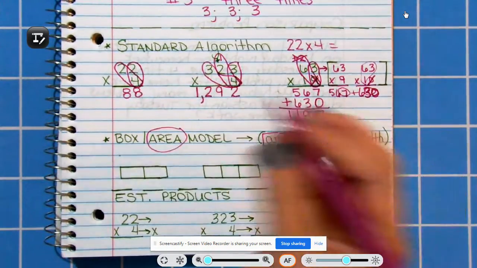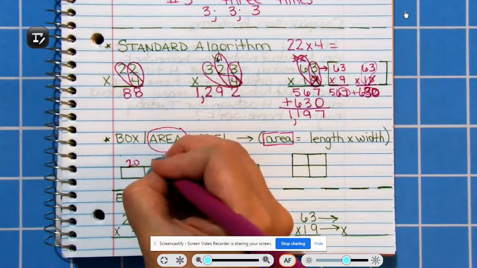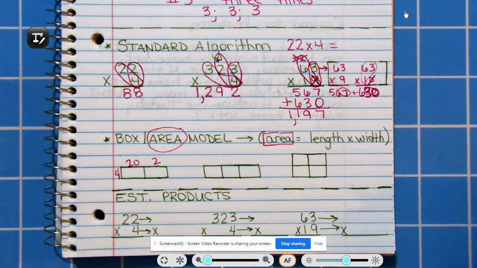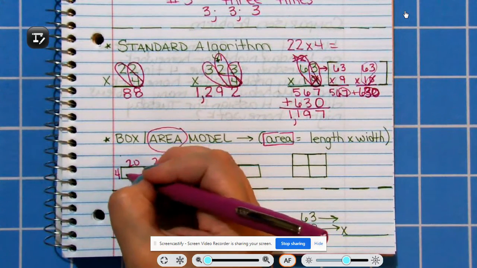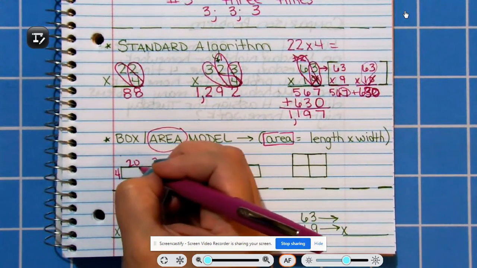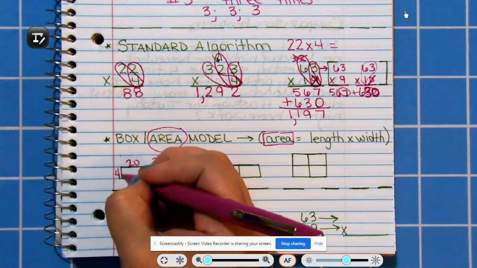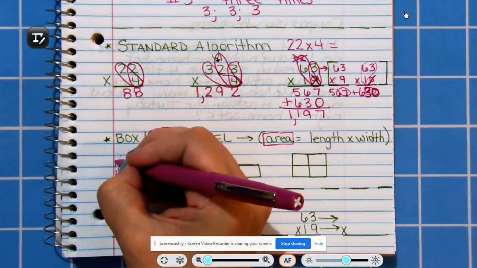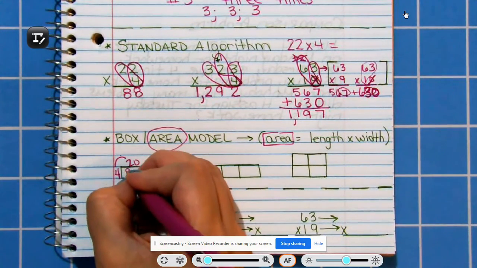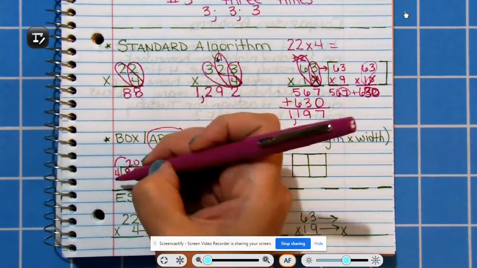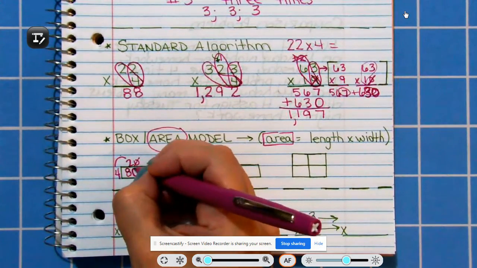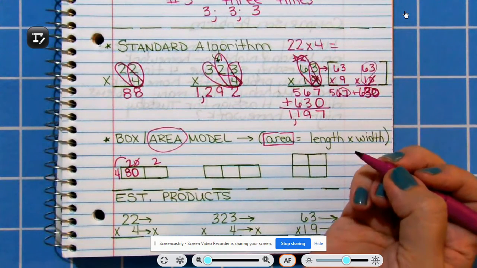Put 22 in expanded form, which would be 20 plus 2. And then your 4 represents the width. So to get the area of each rectangle, it's length times width. So the length for this first one is 20, and the width is 4. Find your hidden fact, which would be 4 times 2, that's 8. But we're not multiplying 4 by 2, it's 4 by 20. So we have to add on this 0, which gives us a product of 80.